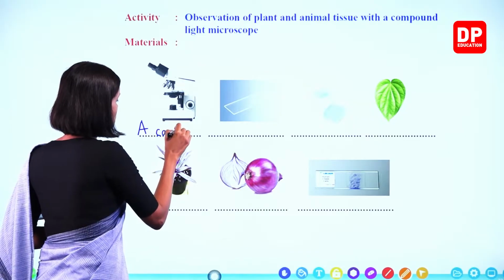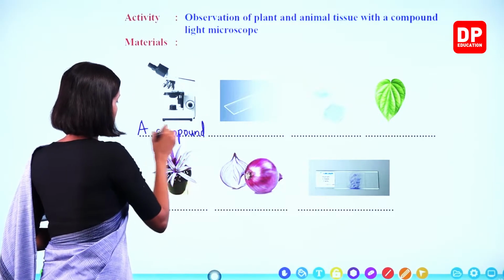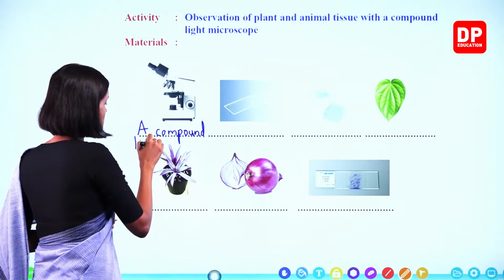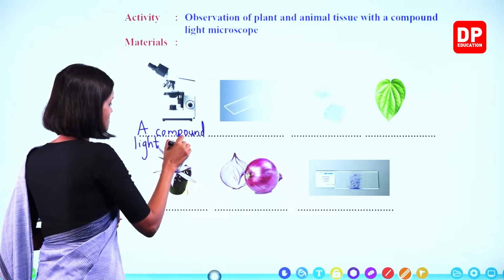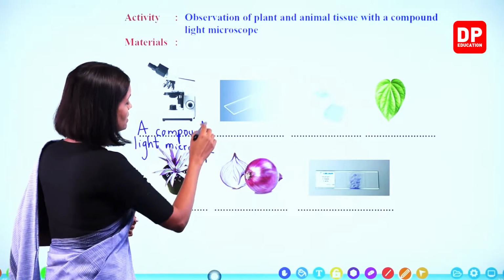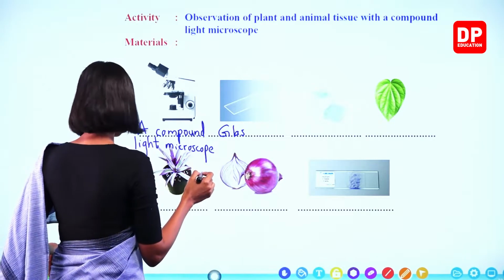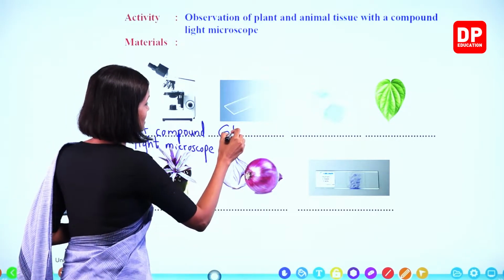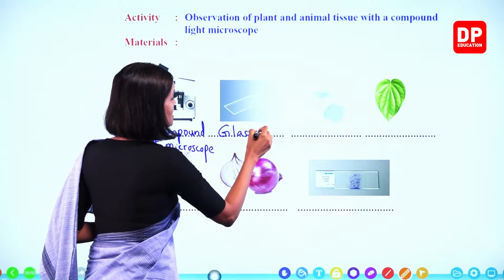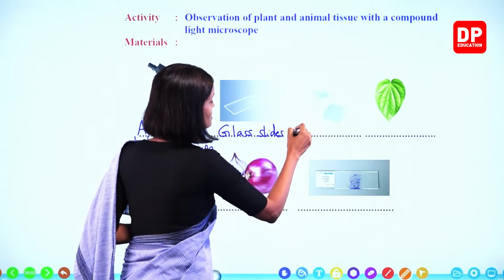A compound light microscope. And we need glass slides. Slides and cover slips should be clean. Glass slides. These are the cover slips.